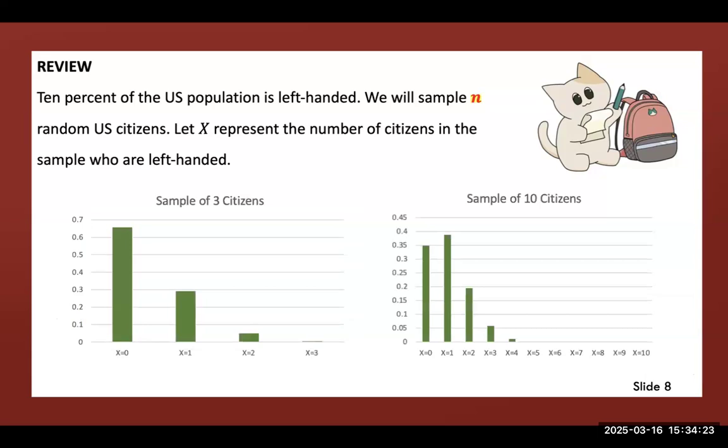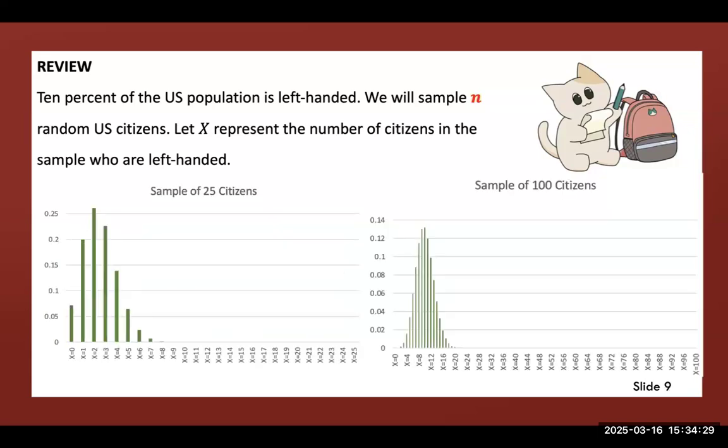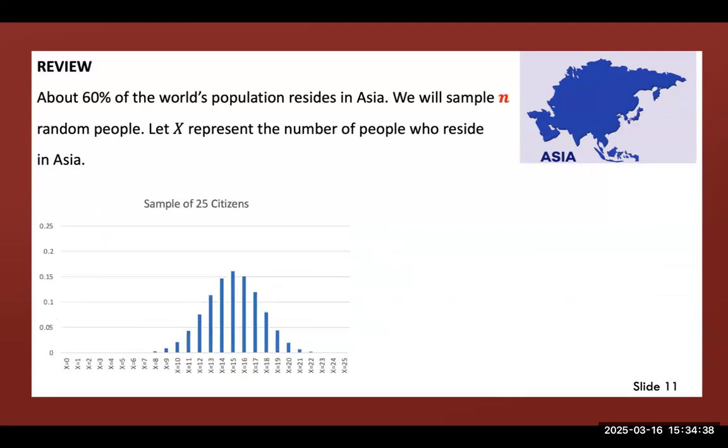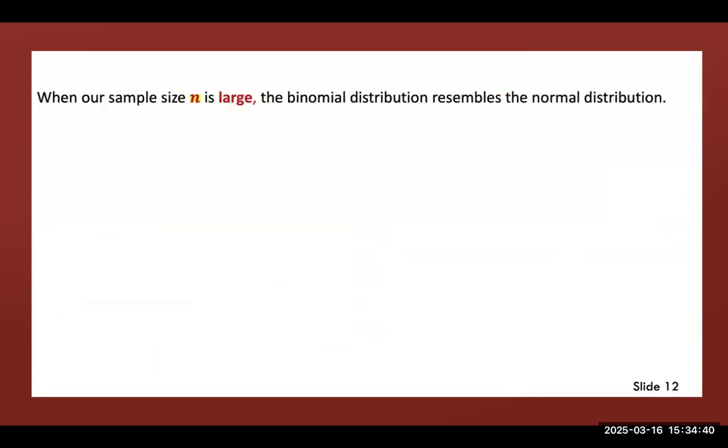And then when we had the sample of 10 citizens, it definitely didn't look like a normal distribution. But when we had the 60% residing in Asia, you see, that looks more like a normal distribution. So maybe it has something to do with the percentage as well, and it does. So when our sample size is large, the binomial distribution resembles the normal distribution.